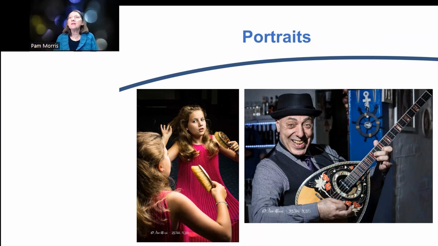So even with portraits, Spiros on the right here was a bazooka player at a wedding that I did. And I wanted the elements of the Greek restaurant to be within the image as the background to put him in context. And so the bazooka and him playing the bazooka is the foreground. Spiros himself is the midground, and the background is supporting the entire image.